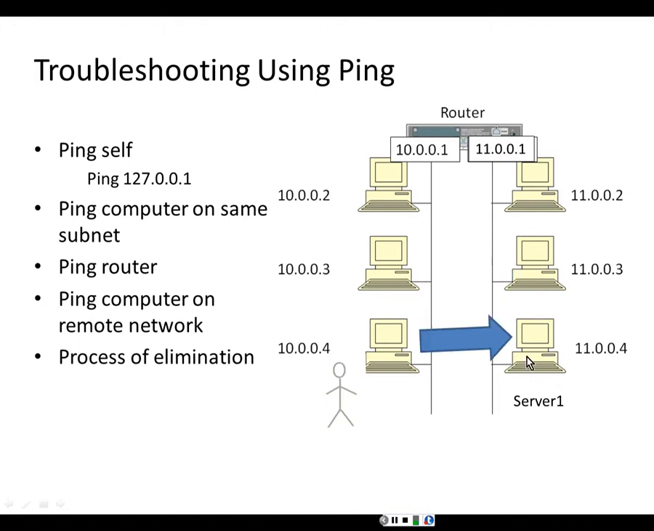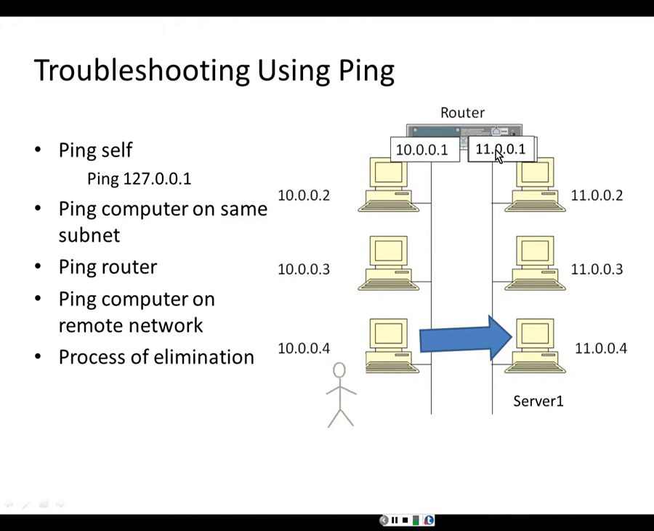Then lastly, I try to ping server 1. If I cannot ping server 1, then that implies that server 1 is not turned on, or that the network cable is not plugged into the back, or it has a bad network interface card, or the network interface card drivers are not loaded, or TCP/IP is not properly configured. But if I can ping server 1, well, then I know the workstation's good.